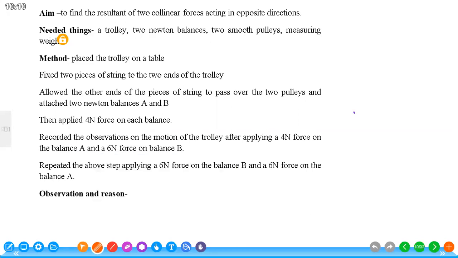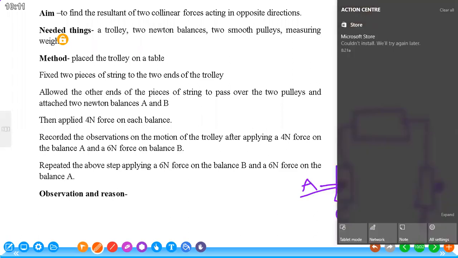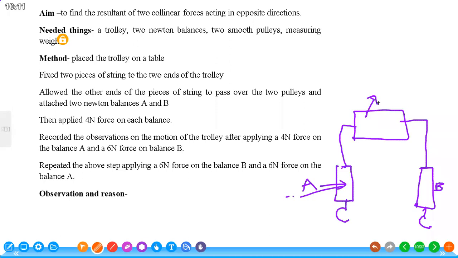Okay, first of all, here is one of the trolleys, the activity figure. There are two strings. Apply the force here; this is named B. And here, another spring balance, apply the force; this string is called A. And this is the trolley.